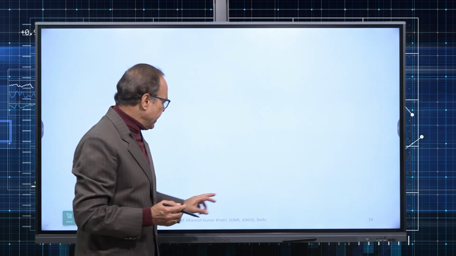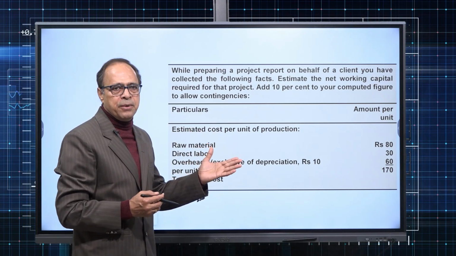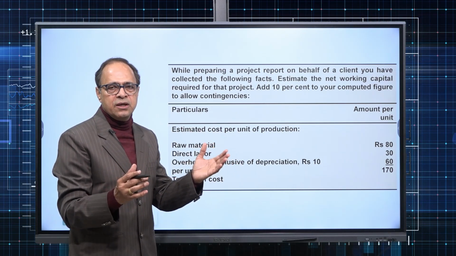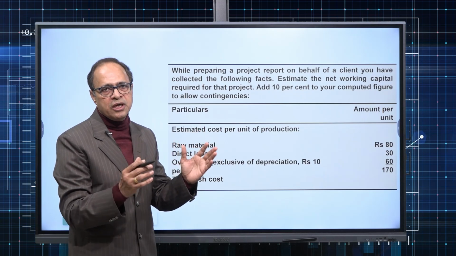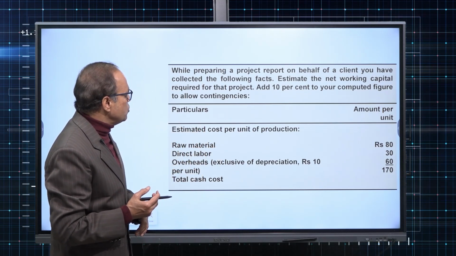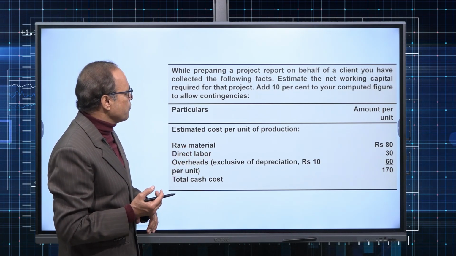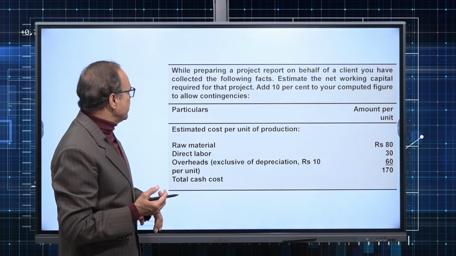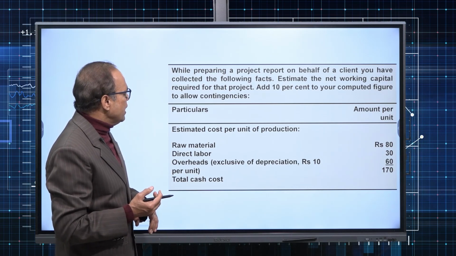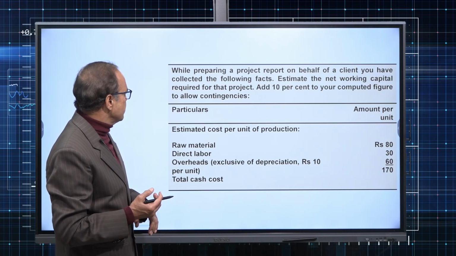Now in the next slide, I have kept an example for you. We'll quickly see that example, and this method is very easy. Only the pro forma you have to keep into consideration. What is given? A company is planning to make the working capital estimation for a particular project. Estimate the net working capital required for that project. Add 10% to your computed figures to allow contingency.